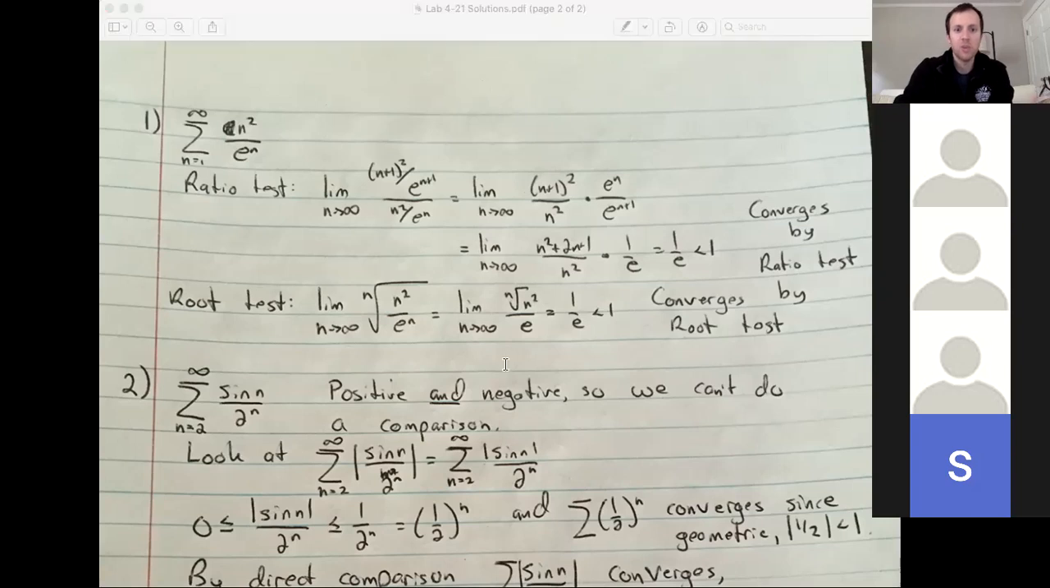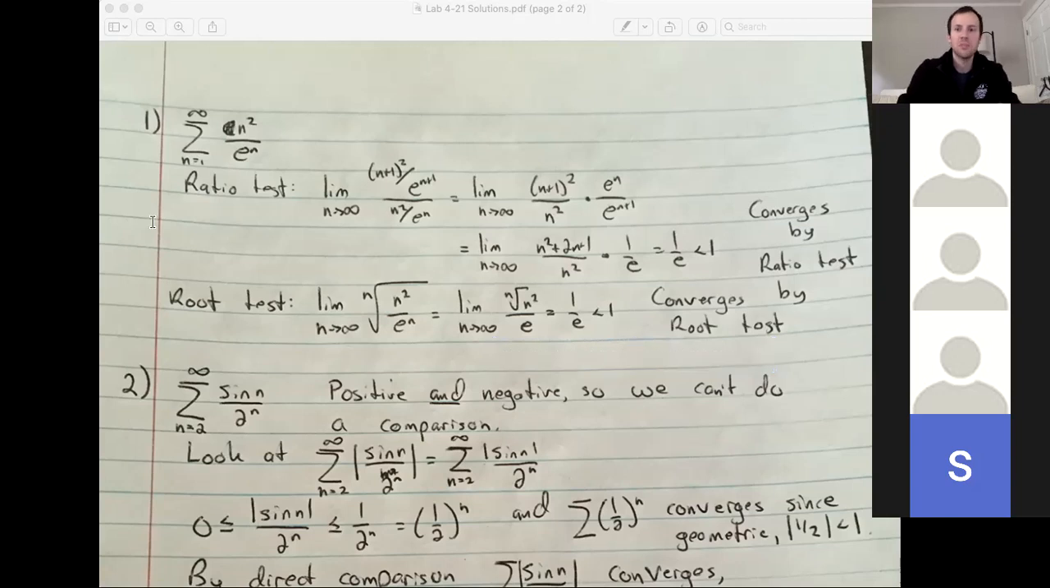maybe the more general fact that's going on is the nth root of a polynomial goes to 1. And that's what we have here. So the top goes to 1, the bottom doesn't have any n, so that's e. So we get 1 over e again, and by the same reasoning, that's less than 1, so this series converges.